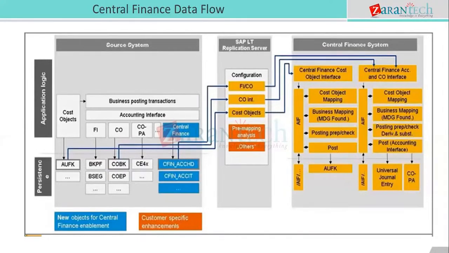And the driver of this is the ACDOCA table, because ACDOCA is one central general ledger, okay? And that format is very different from what we see on the ECC side. So the CFIN tables, ACCHD or ACCIT, are able to simulate the ACDOCA table so that this replication can take place through SLT. At the end, the output of the central finance system is nothing but the universal journal. So what we're trying to do is emulate the scenario in the source system side to create the ACDOCA structure. Am I correct? Yes, you're absolutely correct.